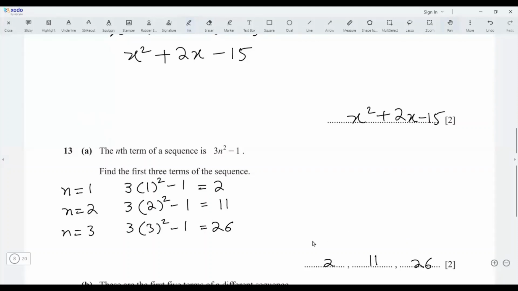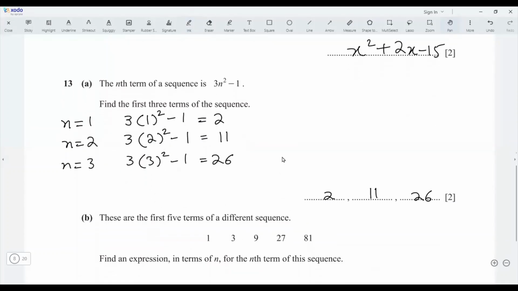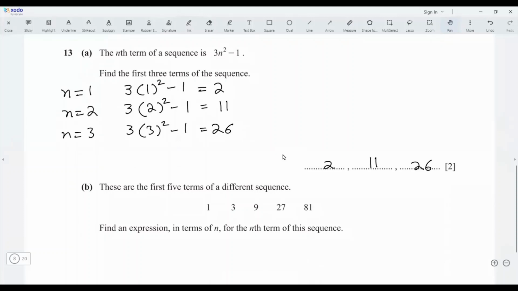So till now, if you have any queries, do tell me about sequences specifically. So I'm doing the next question, then we'll ask again. In the next question, these are the first 5 terms of a sequence, and it is a different sequence. So look at the question. You have to write down an expression in terms of n for the nth term of this sequence.